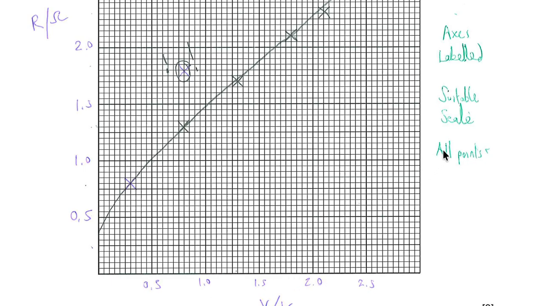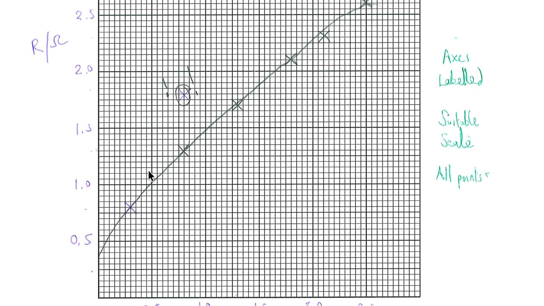So you need to draw your suitable scale. It should use over half of the paper, okay? If you've got a tiny little graph, then you will lose this mark. So make sure it's using over half, and you can see that there I've used loads of the space. That means it's easier to read.